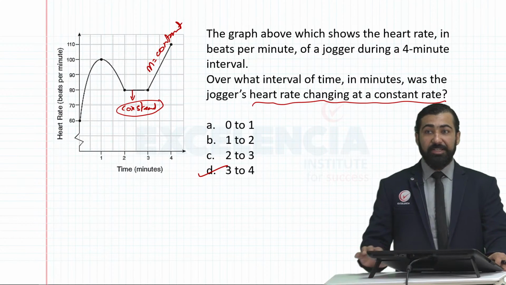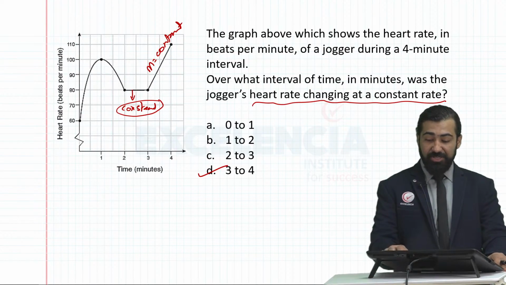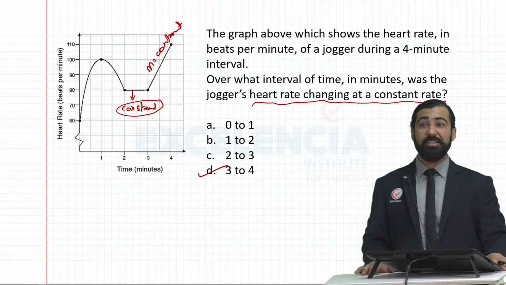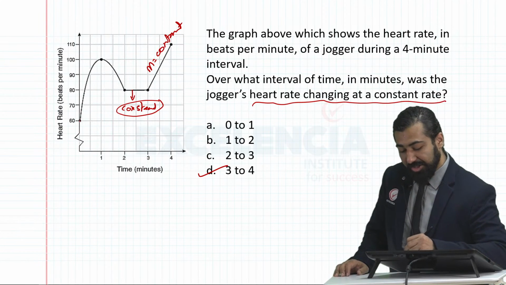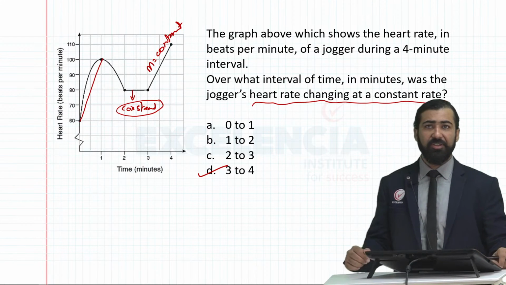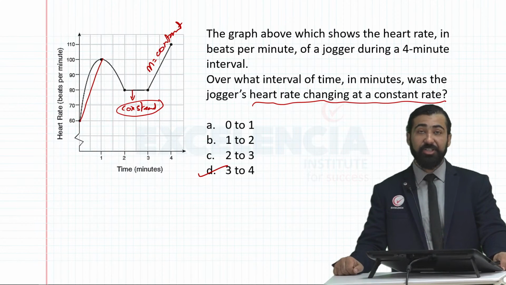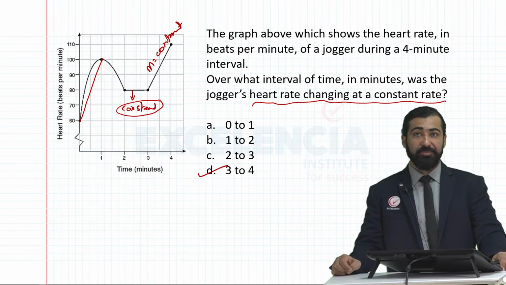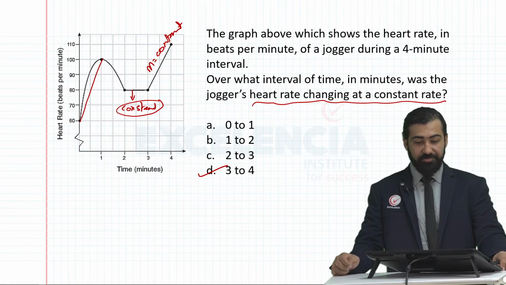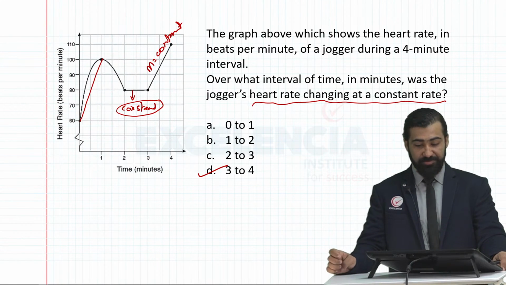See if you understand the interpretation of this question, and see also why I did not take the interval 0 to 1: because in interval 0 to 1 it's not a straight line graph, it's a parabolic or polynomial graph, because of which I took it not to be constant. At each point I'll get a different slope.